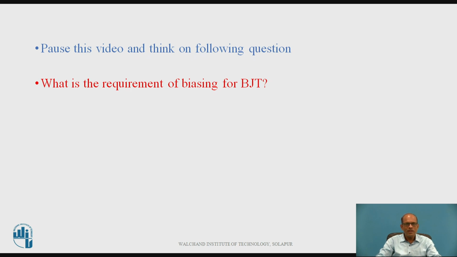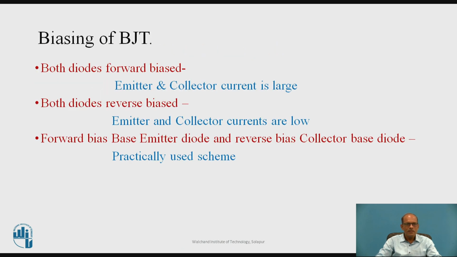Now pause this video and think on the following question: what is the requirement of biasing for the BJT? Now as far as BJT is concerned, there are 3 layers and there are 2 junctions. One junction is between emitter and base, and the another junction is between collector and base. Therefore at the PN junction the diode is formed. So for every PN junction it can be either forward bias or reverse bias.